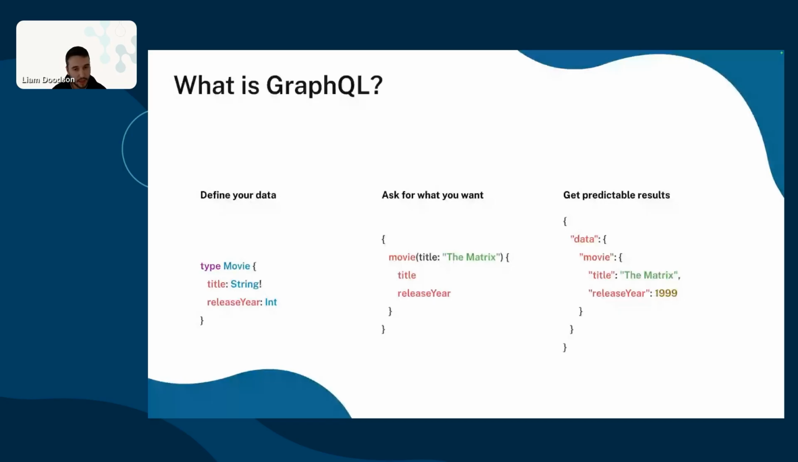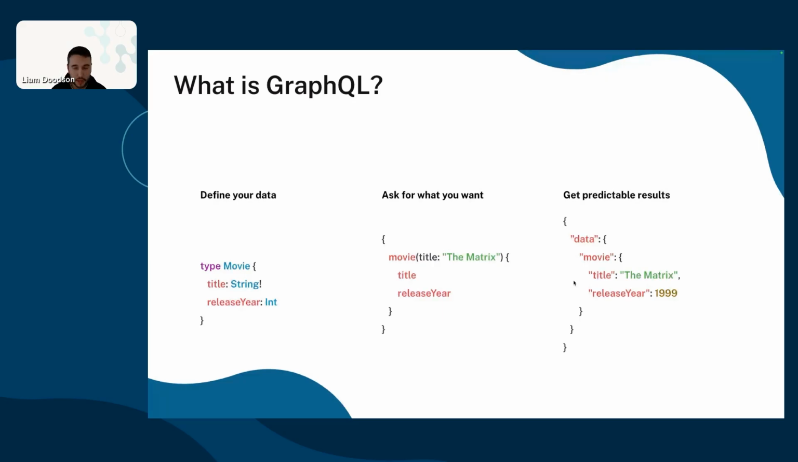Then as a user of the API, I can ask for exactly the information I want. Here I've said, fetch me a movie with the title The Matrix, and give me back the year it was released as well as the title. As you can see, I've then got back results in the shape that I was expecting based on that query. But say maybe I already know the title and didn't want to get that again. I could have left that out, and it wouldn't have come back in my results.